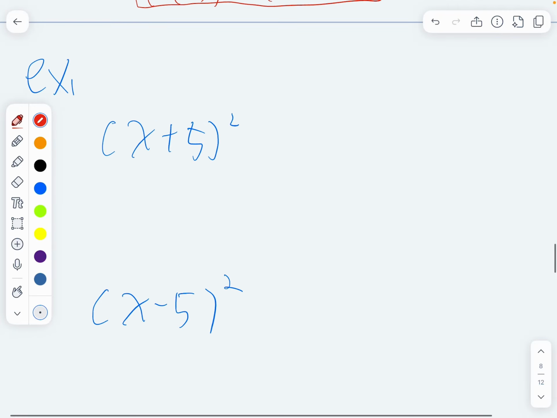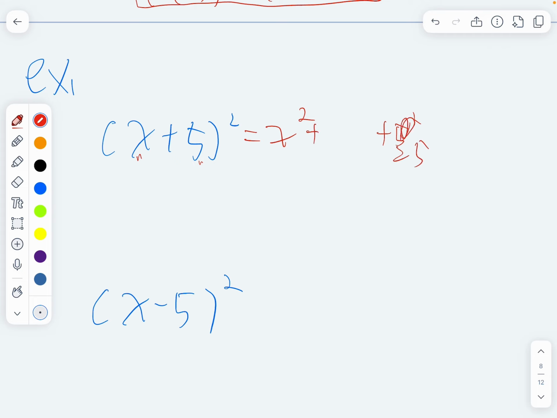The first one is x plus 5, squared. For the first term, we use x squared, and the 5 we write as the last term, so it's going to be equal to 25. For the middle, the symbol is plus, so the middle is 2 times 5 times x, which is equal to 10x. For the next one, it's x squared plus 25, and since it's the negative side, it's going to be negative 10x.